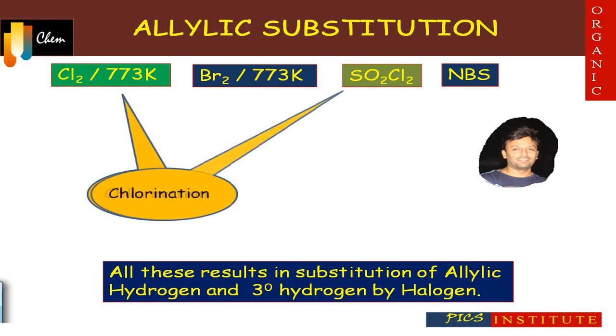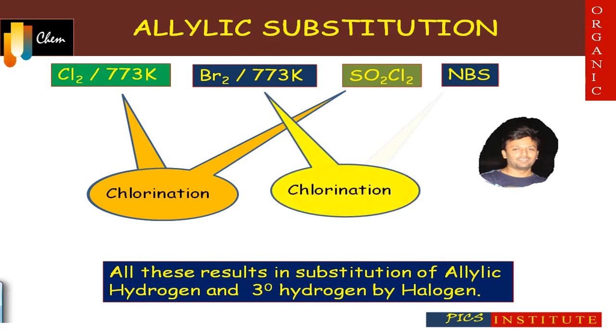Cl2 at 773 Kelvin and SO2Cl2, that is sulfuryl chloride, result in chlorination, and Br2 at 773 Kelvin and NBS result in bromination.